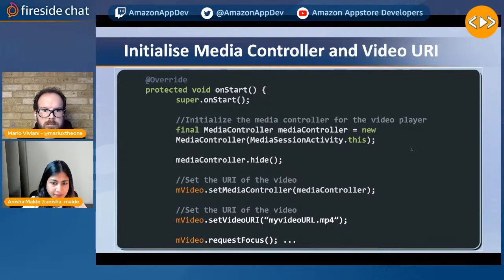We then pass the video URI, which is the address of the media we want to play. In this case, it's hard-coded to just be myvideourl.mp4. But in the real world, this address would probably come from your backend service. And finally, we request to focus the video.